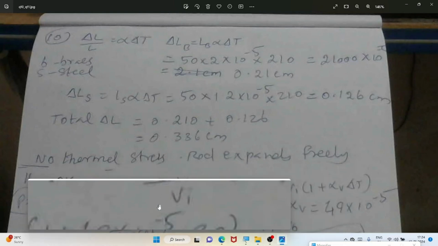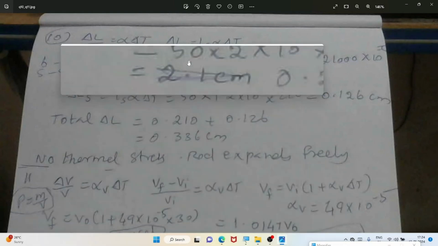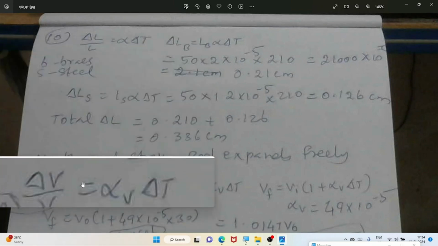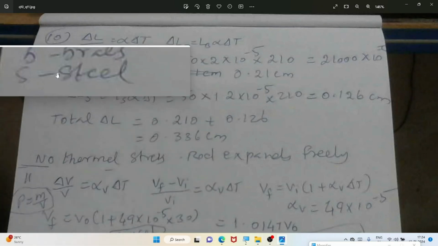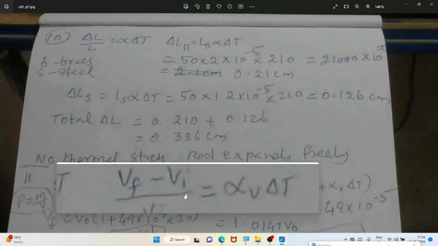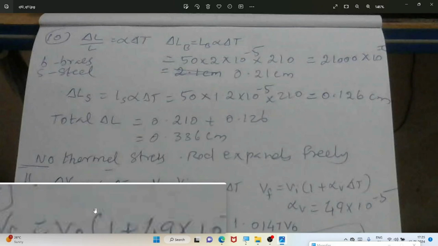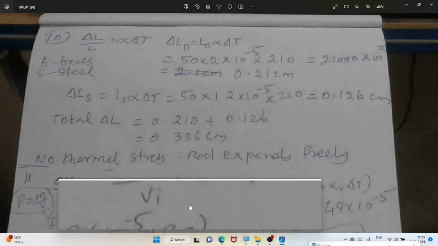Here delta L by L equals, so this is the expansion for the brass, and similarly for the steel, and this is its expansion. Now the total expansion is this much. No thermal stress because it is not tied at any end.